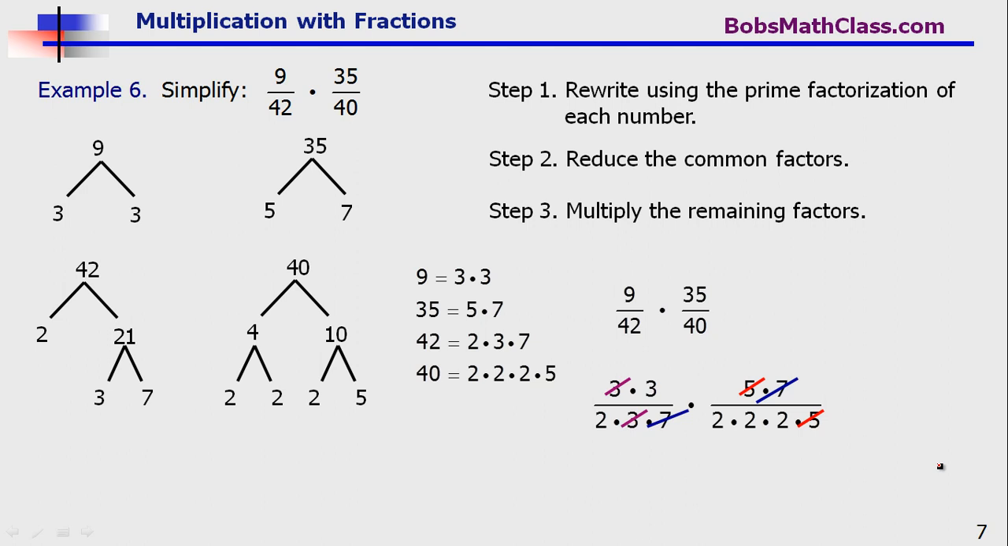And let's see what's that on the bottom. 2 times 2, 4. 4 times 2 is 8. 8 times 2, 16. So 3 over 16.